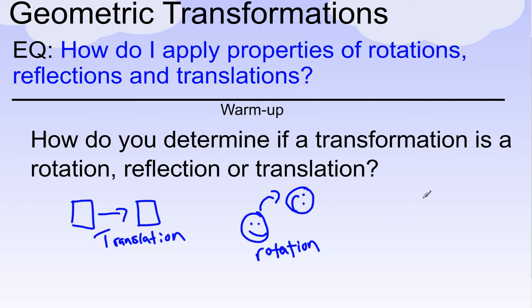And a reflection is like a mirror image. Trying to think of something, how about like a sideways house thing. And if I reflect it across this line, now the sideways house thing looks like that. So that would be a mirror image, and that's a reflection.